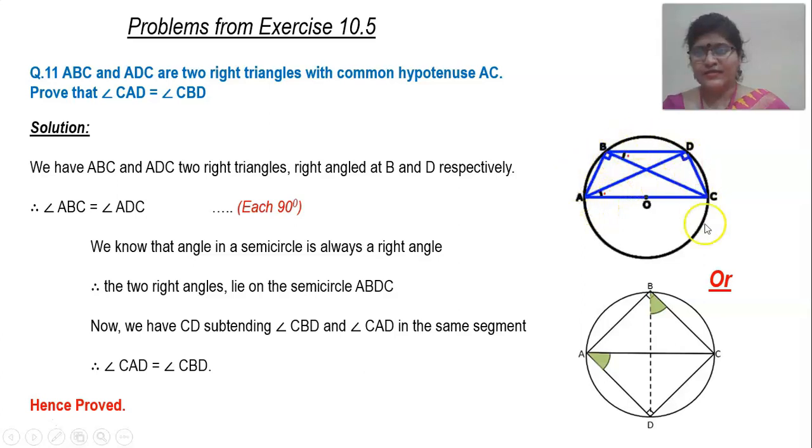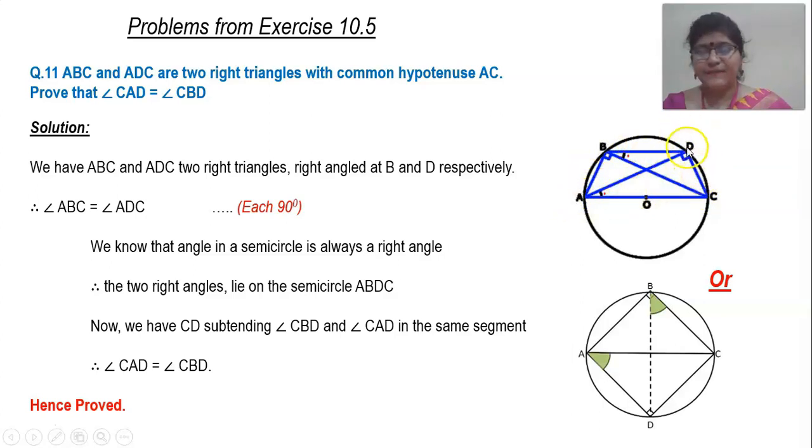Why is it that a circle is drawn? Because you have learned that angle in a semicircle is a right angle. So obviously if angle B and angle D, both of them are 90°, it has to lie in the semicircular region. So that is why a circle is drawn. AC is the diameter of the circle and angle in a semicircle is a right angle.